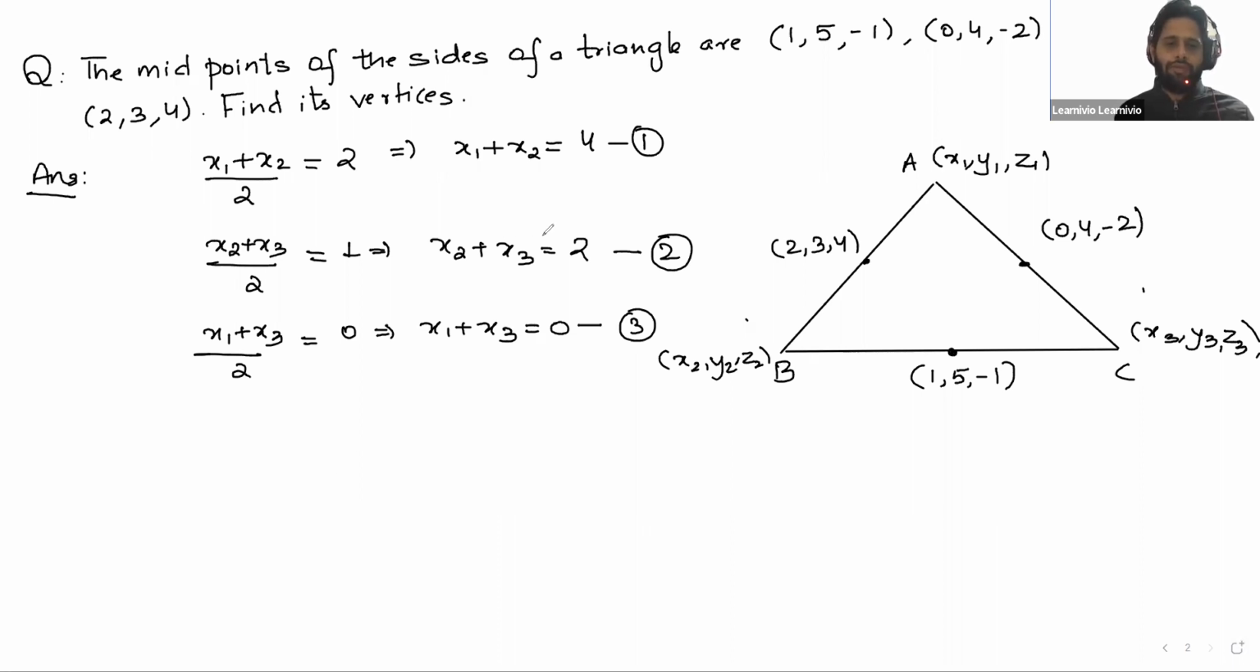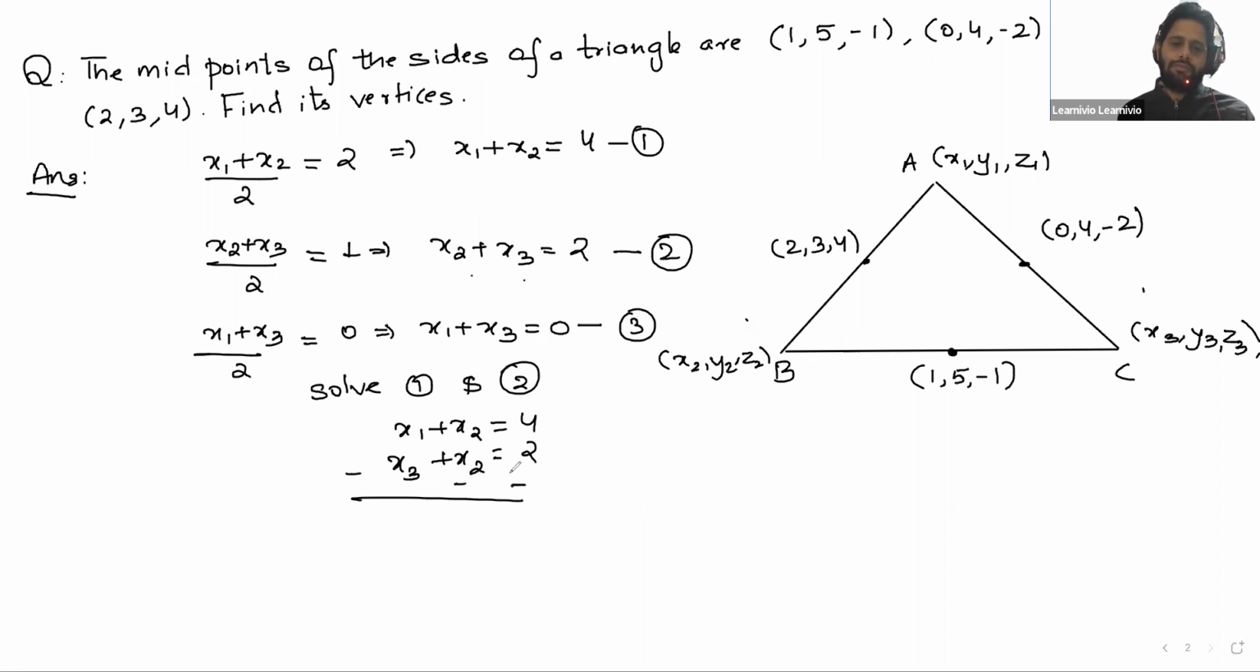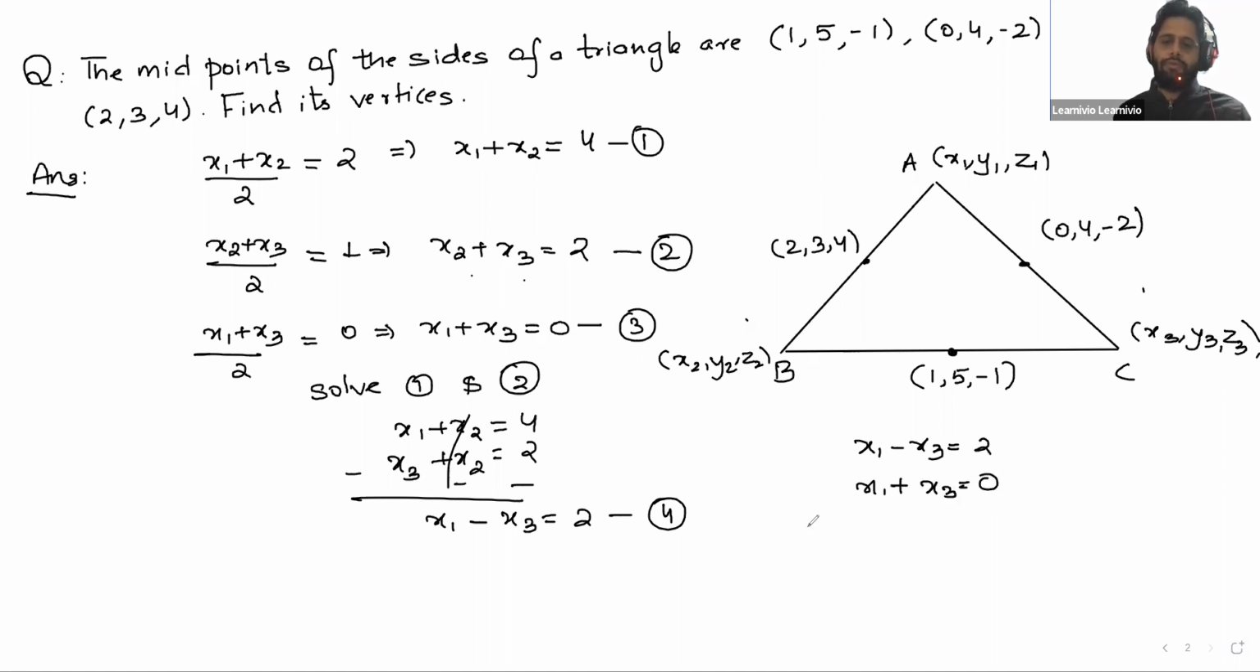So what can we do? Solve 1 and 2. Then x1 plus x2 is equal to 4, and x3 plus x2 is equal to 2. Now, this will cancel out, and you get x1 minus x3 is equal to 2. Let this be equation 4. Now, solve the fourth one and the third one, x1 plus x3 is equal to 0. Now, this will cancel out. You get 2x1 is equal to 2, so x1 is equal to 1.